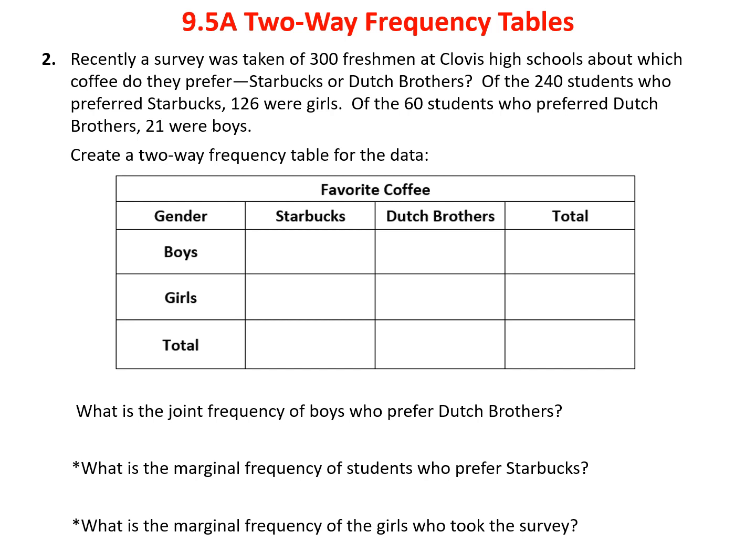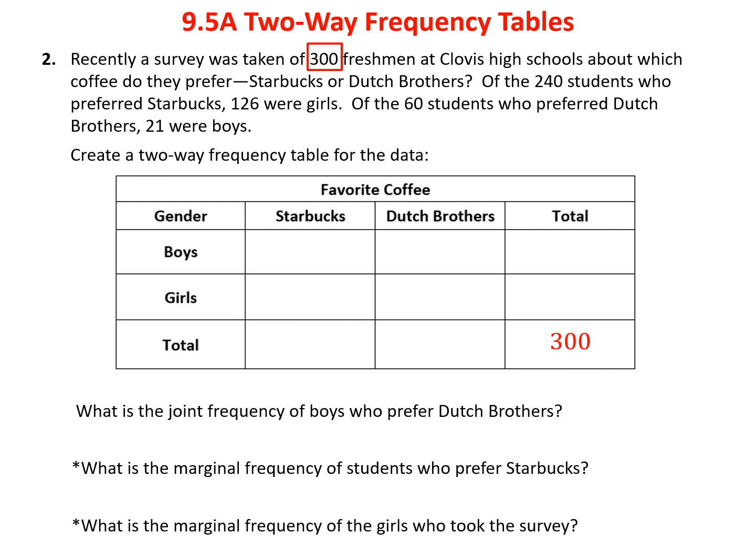So let's try a second problem. This should be very similar. Recently, a survey was taken of 300 freshmen at Clovis High Schools about which coffee they prefer, Starbucks or Dutch Brothers. What was the total number of people involved? The grand total? 300. All right.